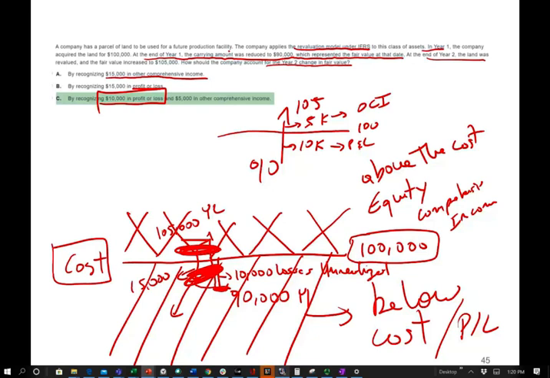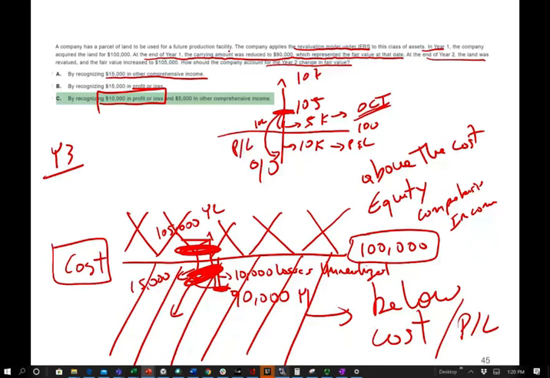Now, let's go to year three. It's very important that we understand what's going to happen in year three. In year three, we are standing at 105. If we move more to 107 or above, or we stay above 100,000, let's assume we move down to 102, as long as we are above the 100,000, all the changes go into OCI. If we move back to below the cost, below 100,000, some of it will be in OCI, some of it will be in P&L.